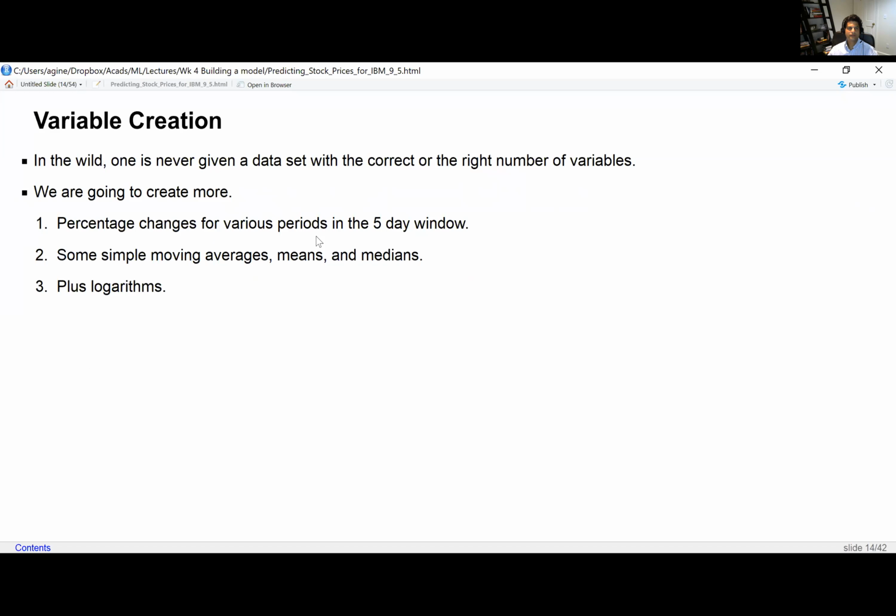Nope. Okay, so I want to create some more. I want to look at percentage changes over those 5 days. Those should be useful. And I want to get some technical indicators, moving averages, means, medians. And then we're going to take some logarithms. Why logarithms? Why not? Logarithms tend to be more useful than a priori one would have a reason to think they should be. So sometimes taking logarithms is good, and it can't ever hurt.